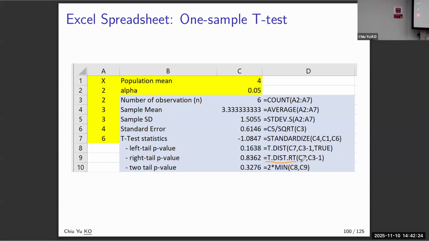Okay, because this calculates the area on the left hand side, right? The right tail calculates the area on the right hand side. So you can use .RT to do it, but I don't do this in the class because I worry about you being confused. I keep to only one Excel function. So that's why, but I put it here. If you want to do that as well, that's also fine.